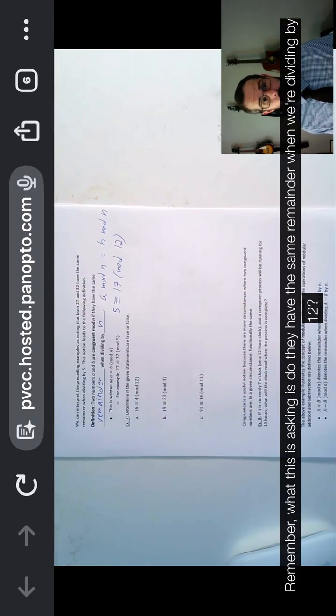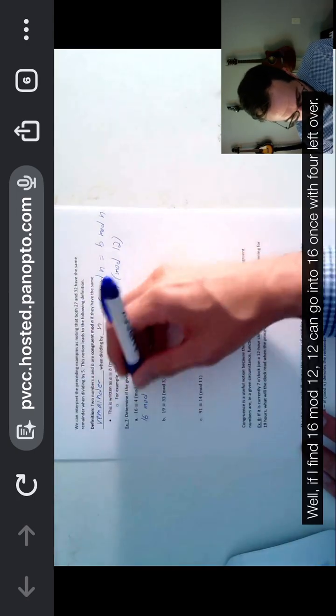Let's just do a quick little bit of practice here. Determine whether the following statements are true or false. So is 16 congruent to 4 mod 12? Remember what this is asking is, do they have the same remainder when we're dividing by 12? Well, if I find 16 mod 12, 12 can go into 16 once with 4 left over.